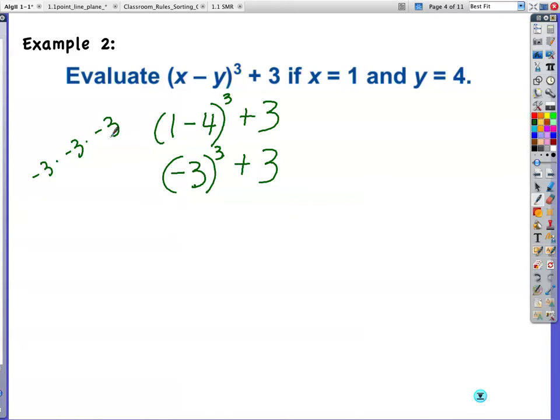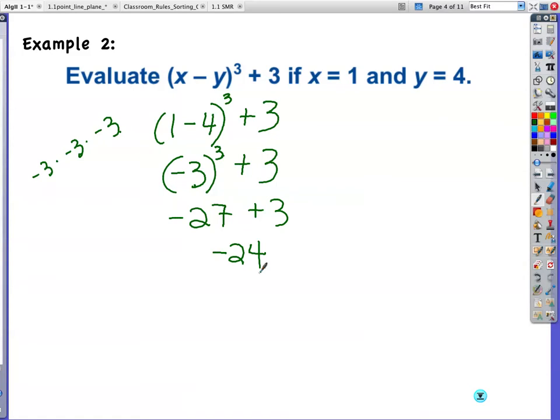Be careful typing that into your calculator. I think this one you're going to be okay, but -3 times -3 is 9. 9 times -3 is -27. And then, of course, I have plus 3. And -27 plus 3 is -24.